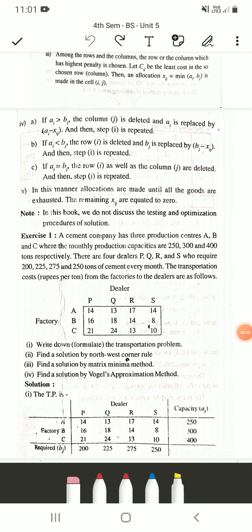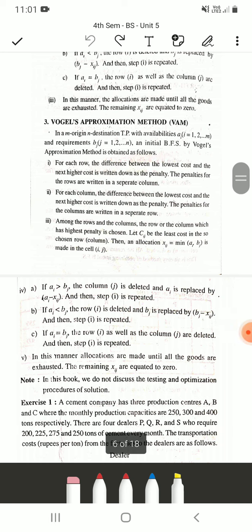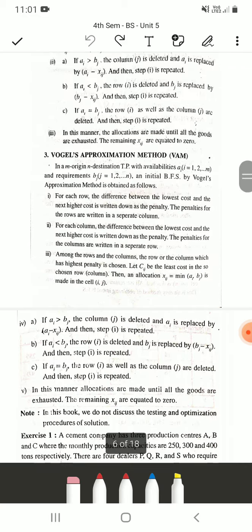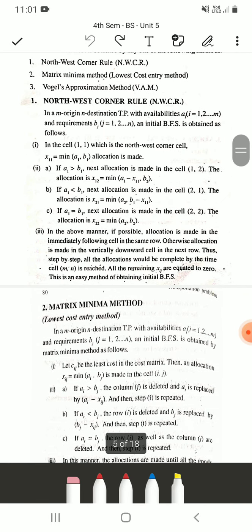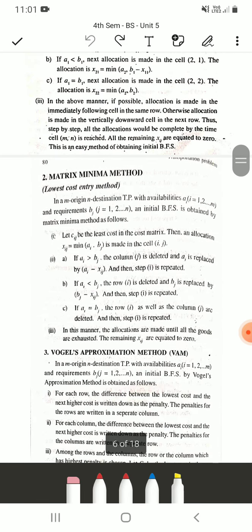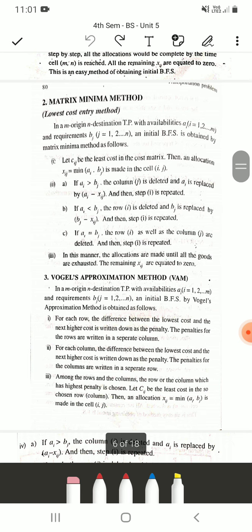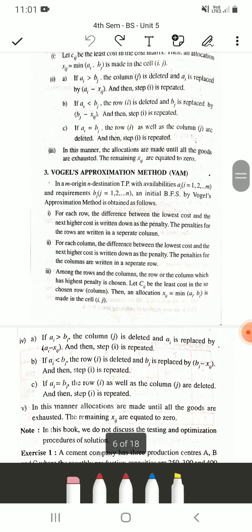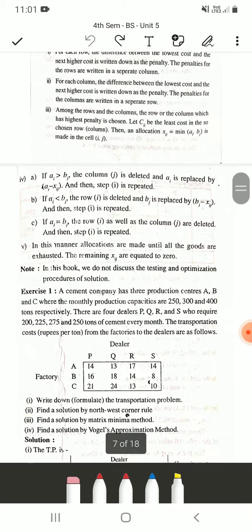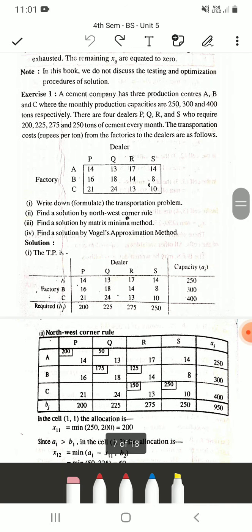So in yesterday's class we had seen methods to find initial basic feasible solution. There were three methods. One is northwest corner rule, matrix minima method or low cost entry method, and the last one was Vogel's approximation method. So today we'll understand it better with the help of a problem.